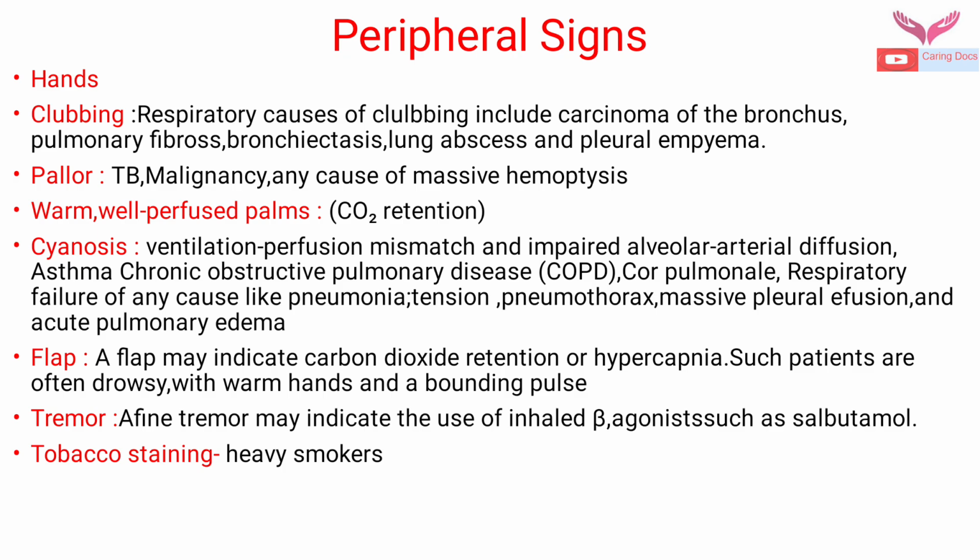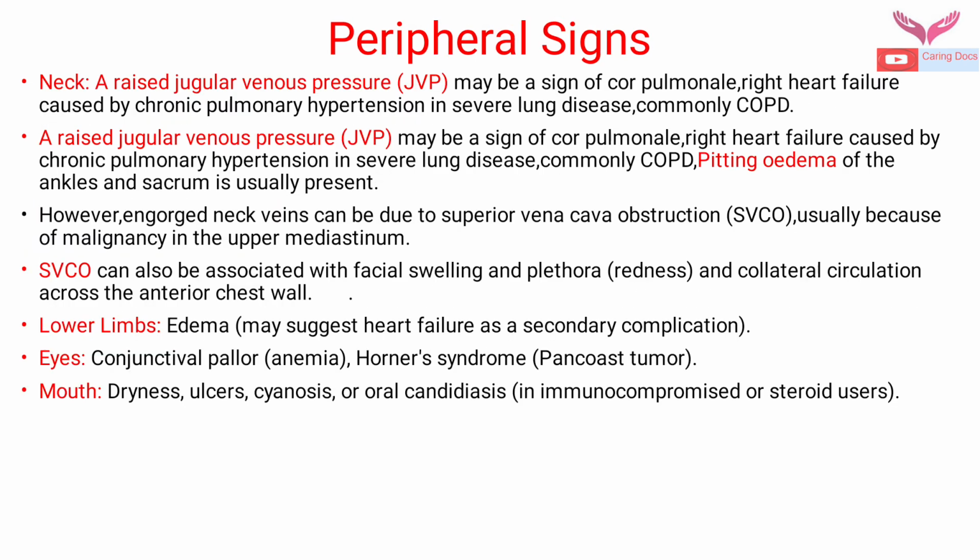Cyanosis may indicate ventilation perfusion mismatch and impaired alveolar arterial diffusion. Asthma, COPD, cor pulmonale, and respiratory failure of any cause like pneumonia, tension pneumothorax, massive pleural effusion, acute pulmonary edema, all these can lead to cyanosis. Flap may indicate carbon dioxide retention or hypercapnia, meaning in patients with COPD, such patients are often drowsy with warm hands and bounding pulse. A fine tremor may indicate the use of inhaled beta agonists such as salbutamol. Tobacco staining is very common in heavy smokers.